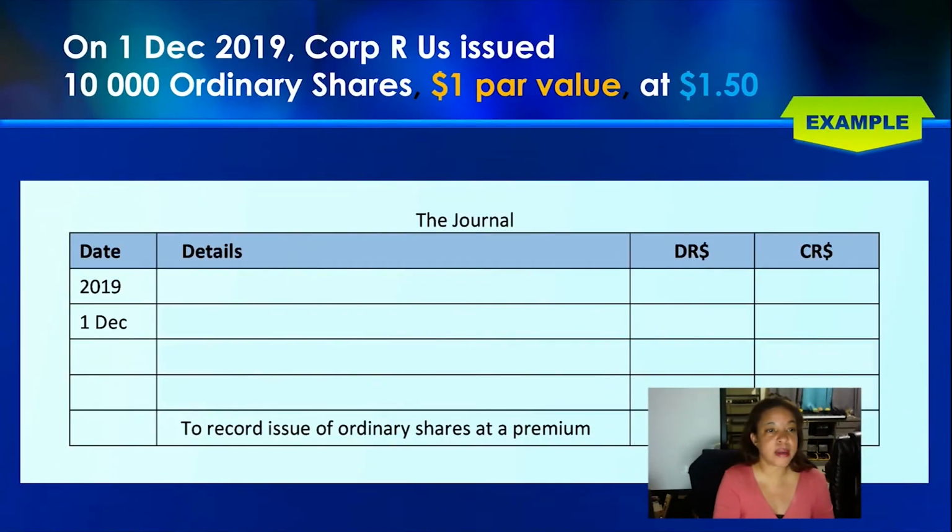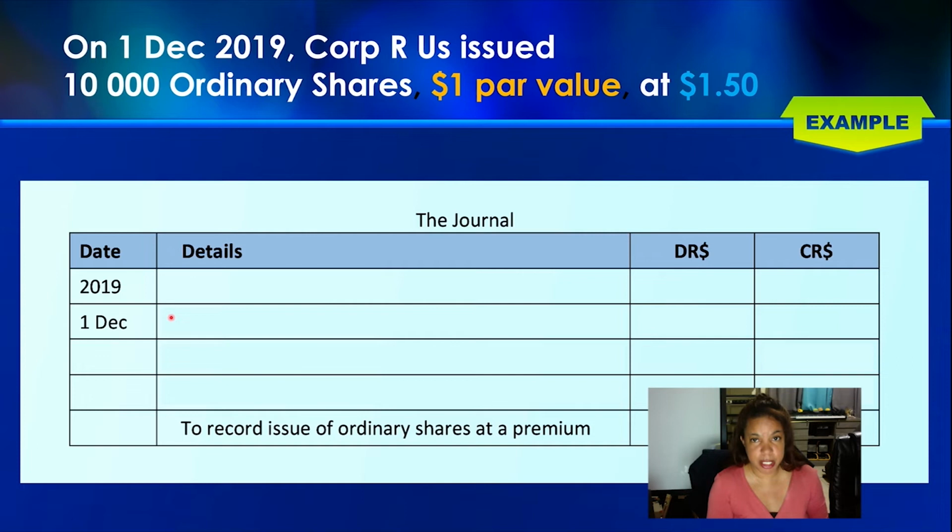So let's do an example. We have 1st of December 2019. Corp RS issued 10,000 ordinary shares, $1 par value at $1.50. So see what I mean in terms of $1.50, two different values. This will show you that we have a premium. So you will do the same thing every time you see an issue of shares. You go through like a robot and you do this.